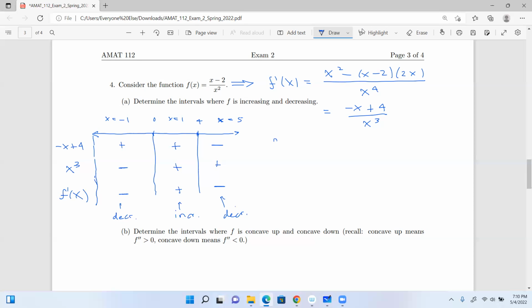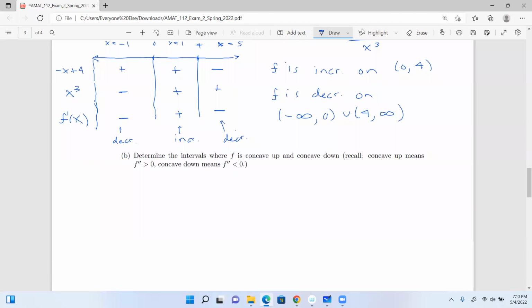So we can summarize this as follows. We say f is increasing on the interval 0 to 4, and then f is decreasing on, so I'm going to write this on the second line because it's a union of two intervals actually. So negative infinity to 0, union 4 to infinity. Okay, so that's where it's increasing and decreasing.